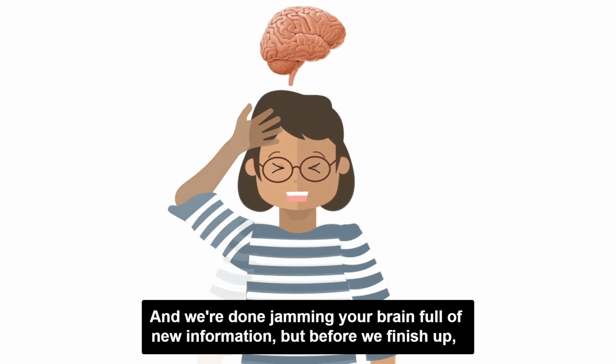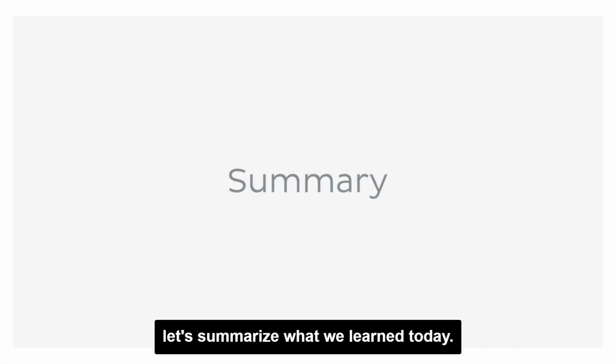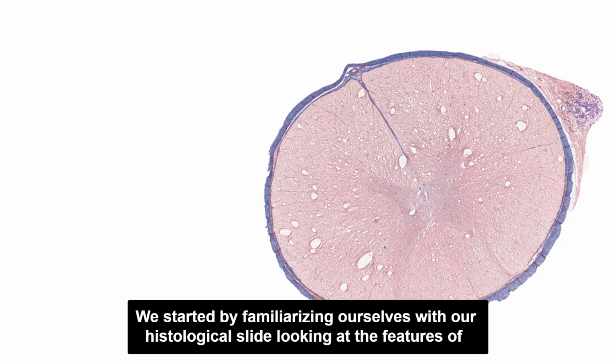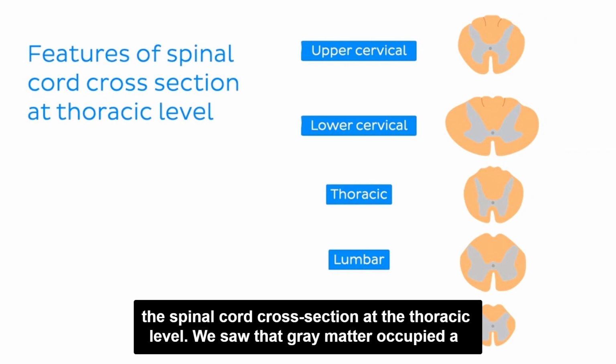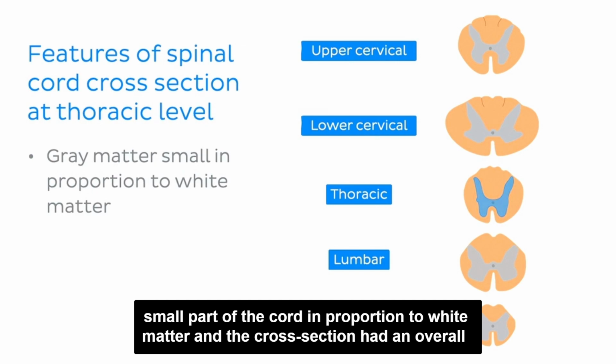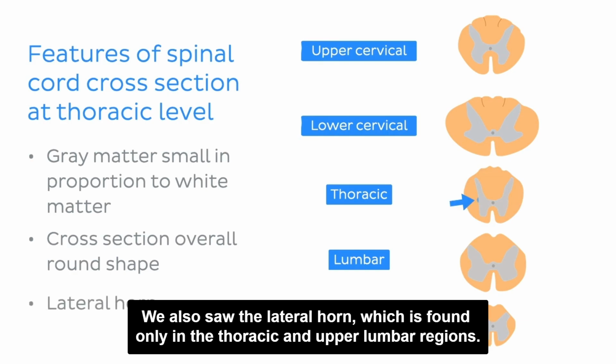And we're done jamming your brain full of new information, but before we finish up, let's summarize what we learned today. We started by familiarizing ourselves with our histological slide, looking at the features of the spinal cord cross-section at the thoracic level. We saw that gray matter occupied a small part of the cord in proportion to white matter, and the cross-section had an overall round shape, compared to the flattened shape of some other regions. We also saw the lateral horn, which is found only in the thoracic and upper lumbar regions.